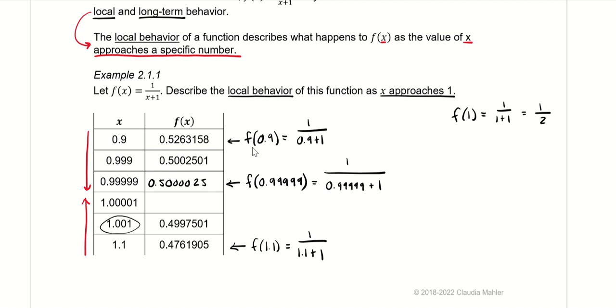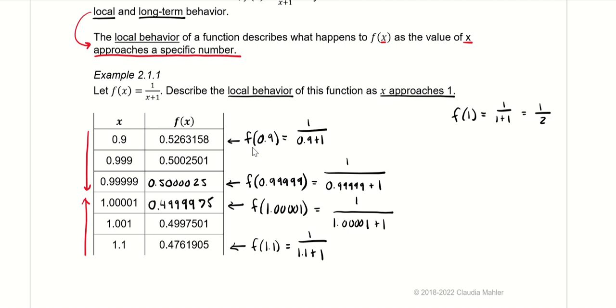Here's 1.001, a little bit closer to 1. Here, let's get really, really close: 1.00001. Let's see what this value is. Plugging that into my function, I get 1 over 1.00001 plus 1. And if we calculate this out on a calculator, we would get 0.499975.